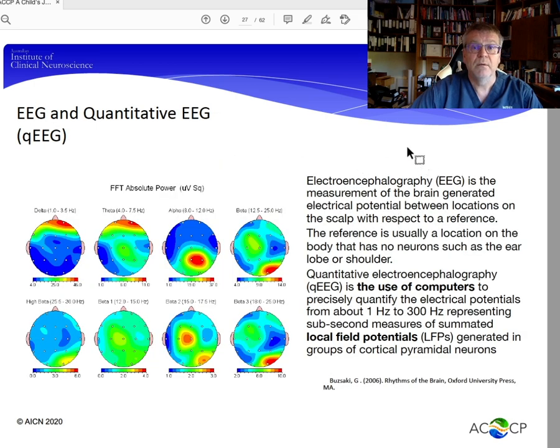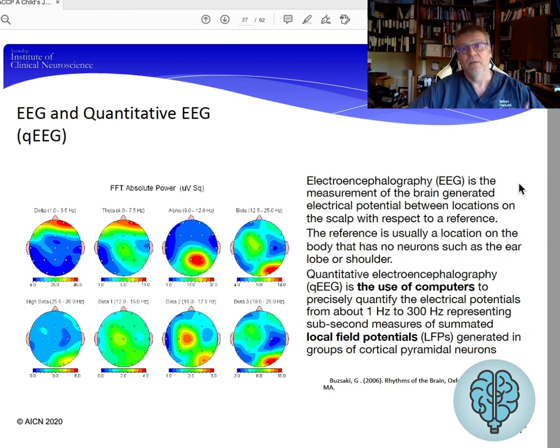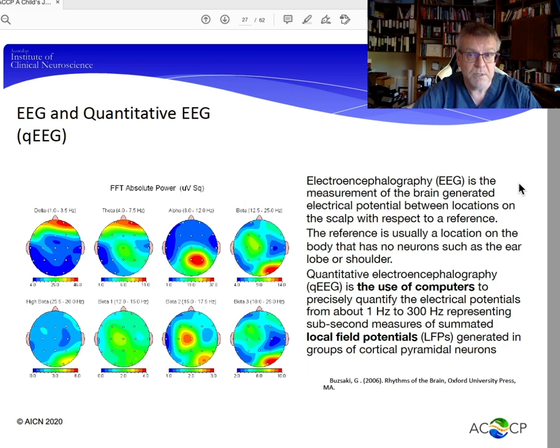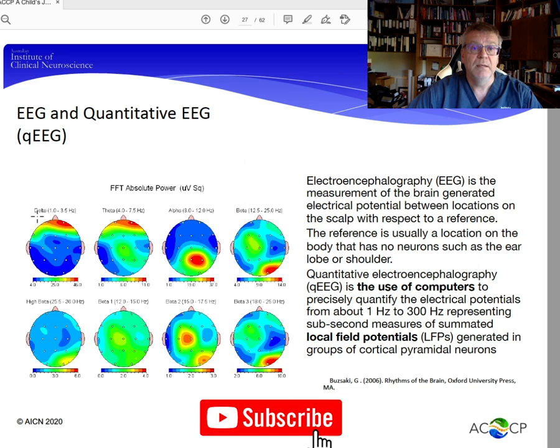The way in which we do this is that we use computers to perform a function called fast Fourier transform. The fast Fourier transform will be able to take a complex waveform and transform it into the components of the different frequencies that are involved. So what we'll see is it will give us a head map that looks like this, and we call these topographic head maps. And the frequency range is listed at the top.